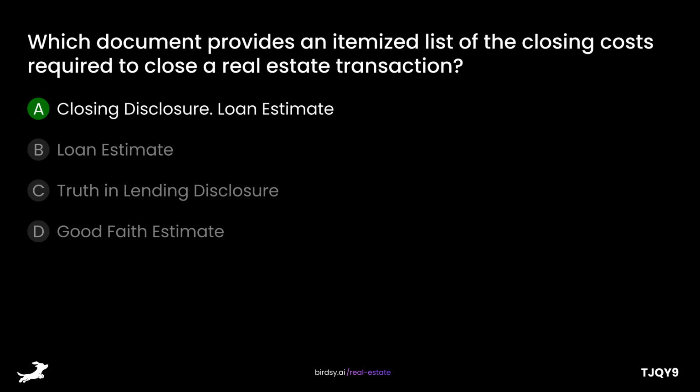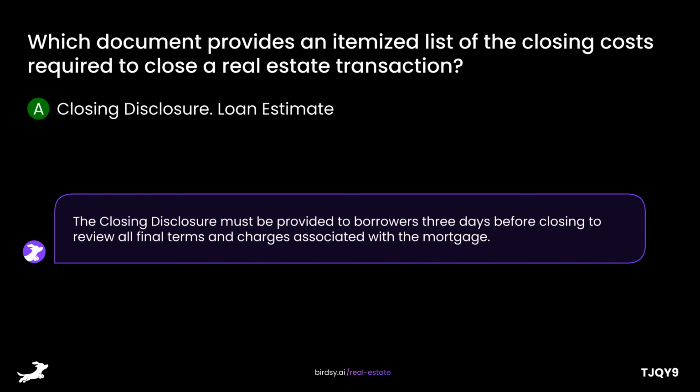The answer is A, closing disclosure. The closing disclosure must be provided to borrowers 3 days before closing to review all final terms and charges associated with the mortgage.